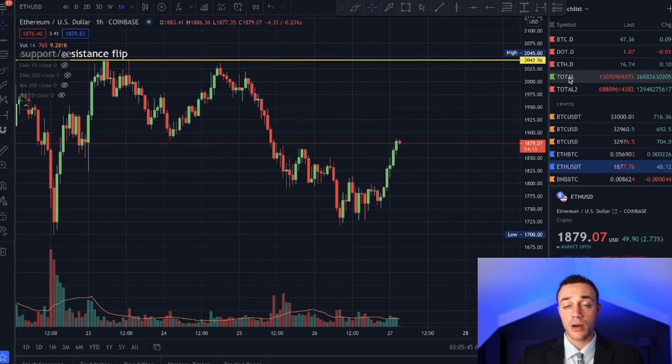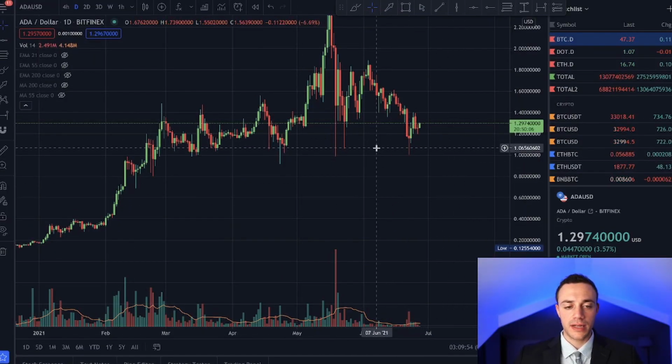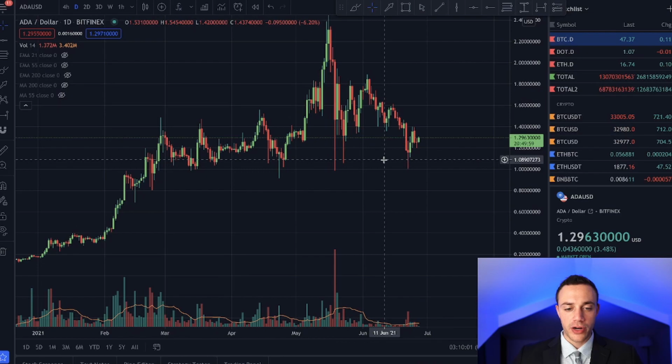I'll give you one more example before we wrap this video up. I don't want to make this one too long, as this is going to be one of many videos on price action trading here at Crypto Empire. So for my last example of identifying support and resistance, let's take a look at the Cardano ADA price chart versus the US dollar. So we're looking at a daily chart here.